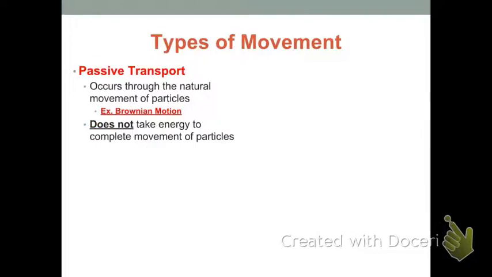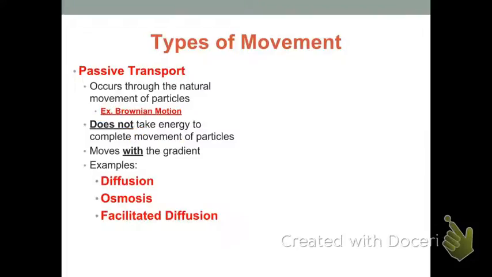So there are types of movement. Passive transport occurs through the natural movement of particles, and this is called Brownian motion. It does not take energy to complete the movement of particles in passive transport. Passive transport things will move with a gradient. That simply means one side has more things than the other, so one side has a higher concentration than the other. The three examples of passive transport that we will study are diffusion, osmosis, and facilitated diffusion.